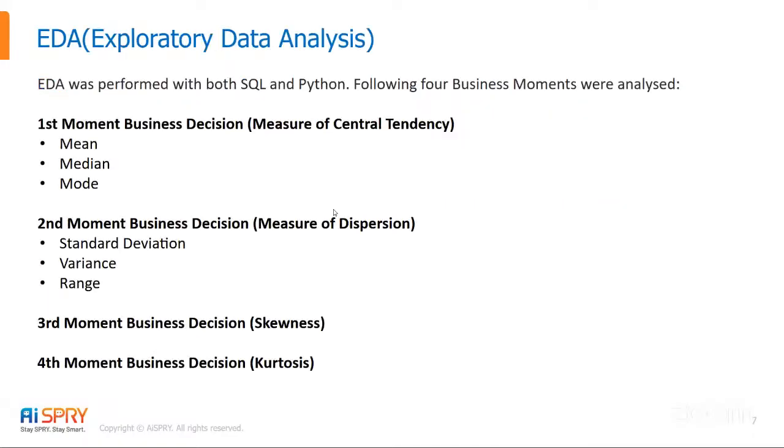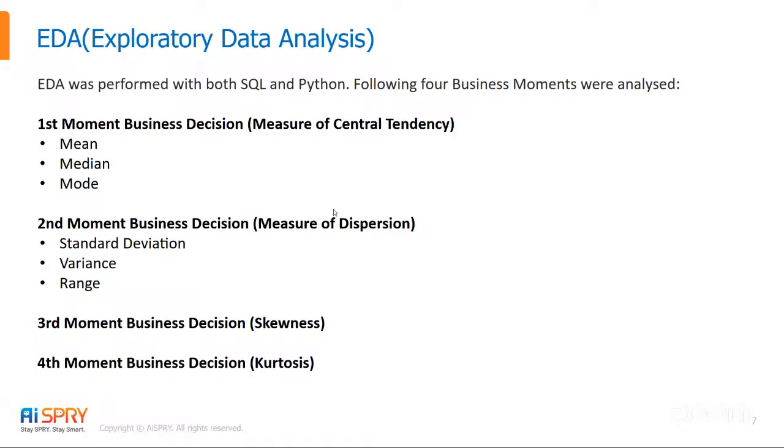EDA was performed with both SQL and Python. We analyzed the following four business moments. In the first business moment, we have the measure of central tendency, where we calculated mean, median, mode. In the second, the measure of dispersion, where we calculated the standard deviation, variance, range. The third business moment is skewness, and the fourth is kurtosis. We performed this EDA.